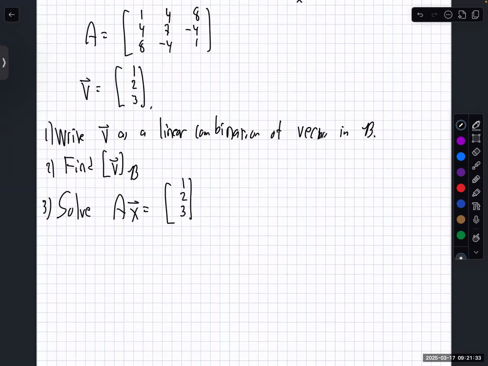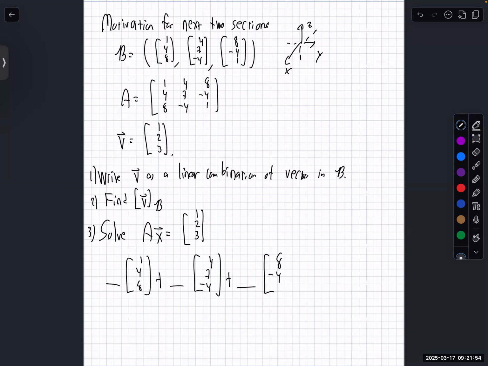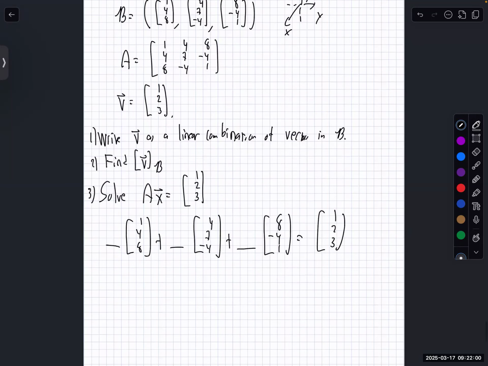And so hopefully you see this. If I want to write V as a linear combination of vectors in B, that's what I want to do. Mystery number times 1, 4, 8, plus mystery number times 4, 7, negative 4. And those mystery numbers are X, Y, and Z. So I want to find the coordinates of V relative to B. It's just going to be those three scalars that we used.